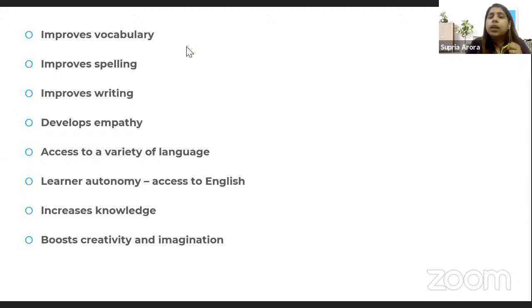Now what does reading do? It develops empathy. Can anyone tell me the meaning of empathy? Write in the chat box quickly. What is the meaning of empathy? Anyone? Quality? No. Empty? No.